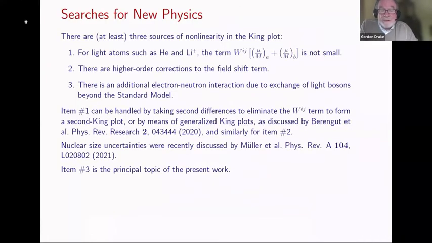So, searches for new physics. There are at least 3 sources of nonlinearity. First, for light atoms, the second order isotope mass polarization term contributes. There are higher order corrections also to the field shift term, but the third is an additional electron-neutron interaction due to exchange of light bosons beyond the standard model. And so it's this item number 3 that we're particularly concerned with in this talk.